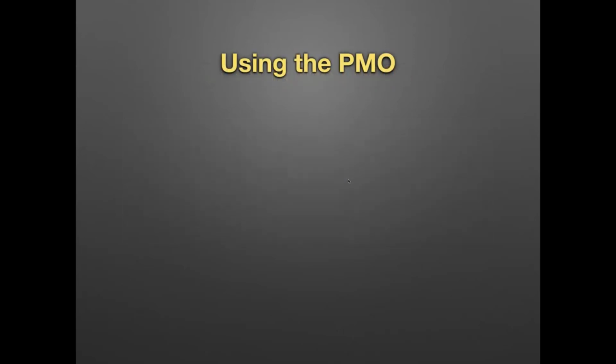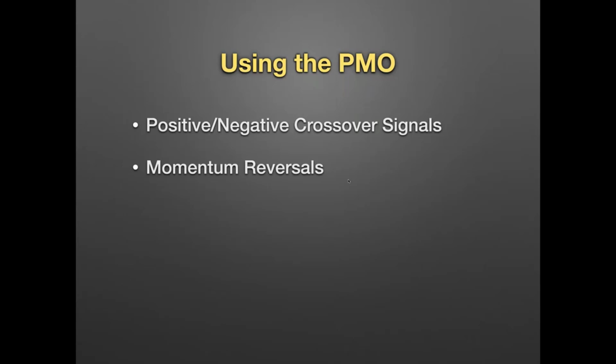So using the PMO, what can we use it for? Well, we can look at positive and negative crossover signals. That's the primary easy thing to look at. We can look at when we get reversals in momentum, and that gives us a good idea of whether a stock's going to do well or not do well. We can also look at overbought and oversold ranges.